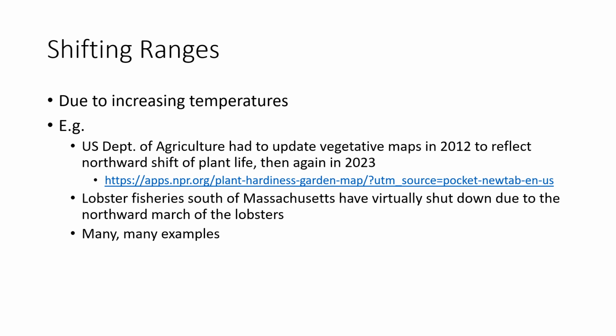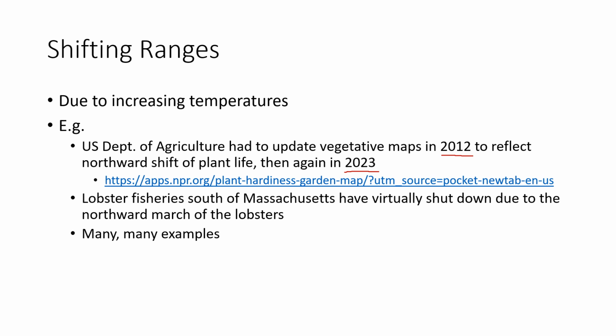I'll show you about the US Department of Agriculture. They had to update their vegetative maps in 2012 to reflect the upward shift in plant life, and then they had to do it again in 2023. So even though some agents in government are going to dispute global warming or global climate change, they're going to argue against it with no evidence on their side, just misinformation and disinformation. The US Department of Agriculture, very practical people. They have to serve farmers who themselves are very practical people. They know that it's happening because they've had to update their maps.